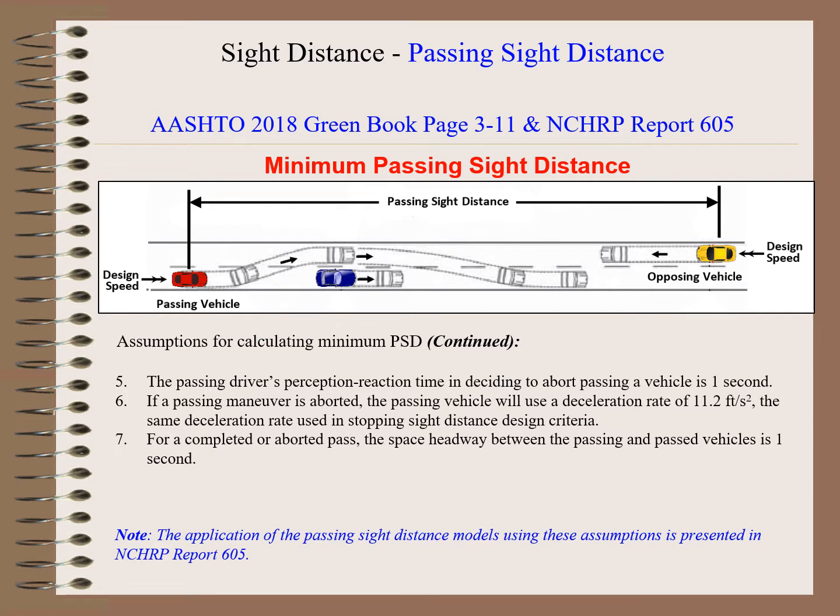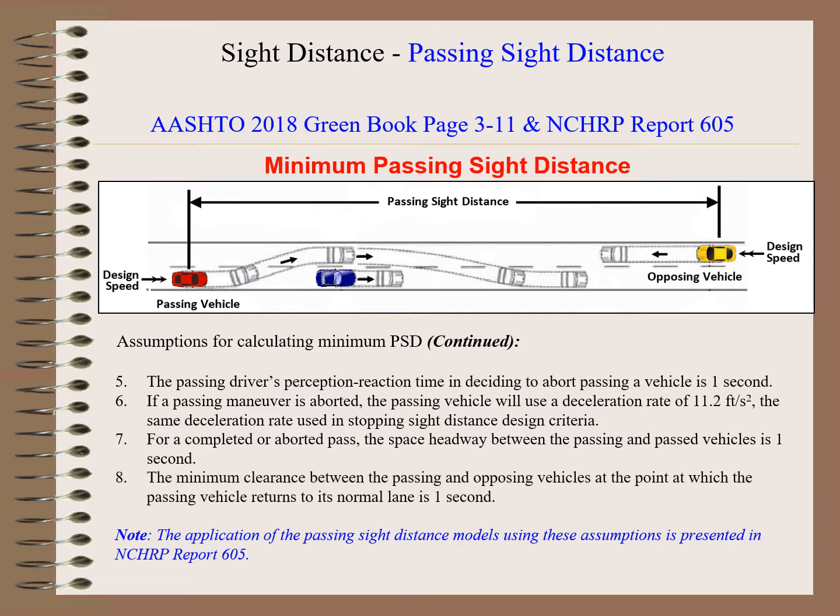7. For a completed or aborted pass, the space headway between the passing and passed vehicles is 1 second. And lastly, the minimum clearance between the passing and opposing vehicles at the point at which the passing vehicle returns to its normal lane is 1 second.